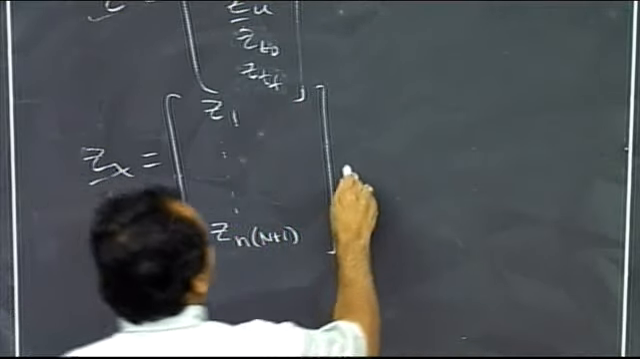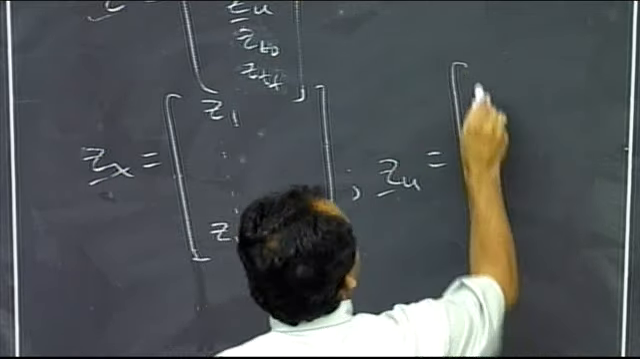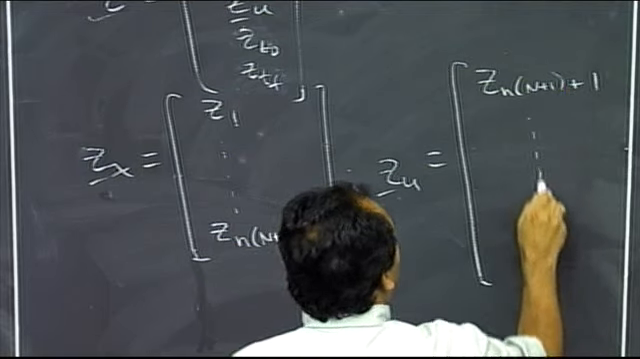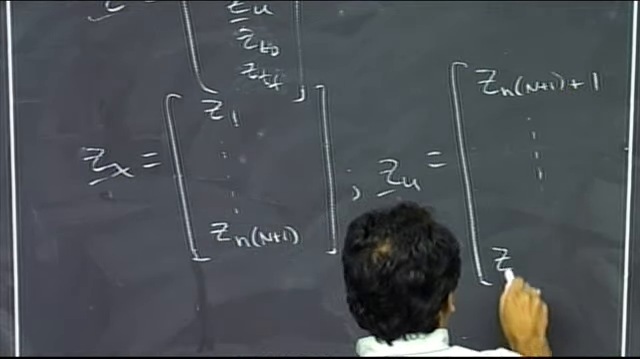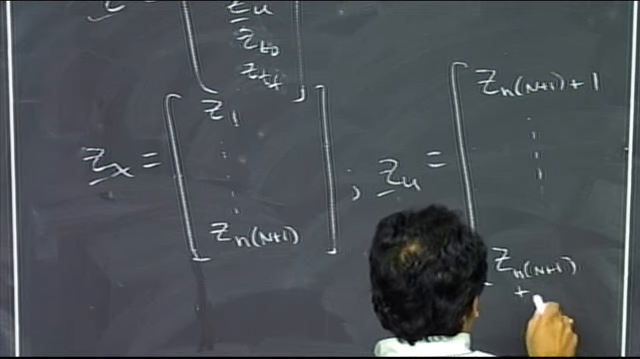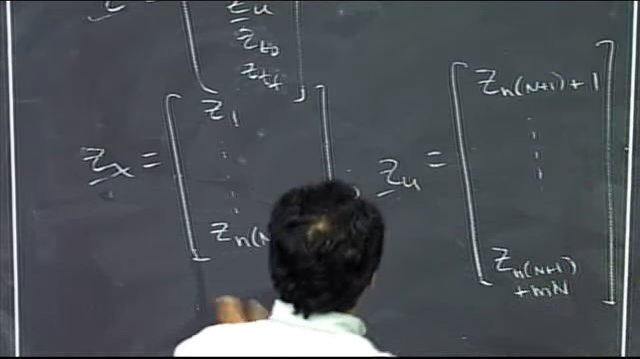Then I do the same thing for z sub u, which corresponds to the controls. It's z of n times n plus 1 plus 1 all the way down to the last one, which is going to be n times n plus 1 plus m times n, because I'm going to start where I left off.